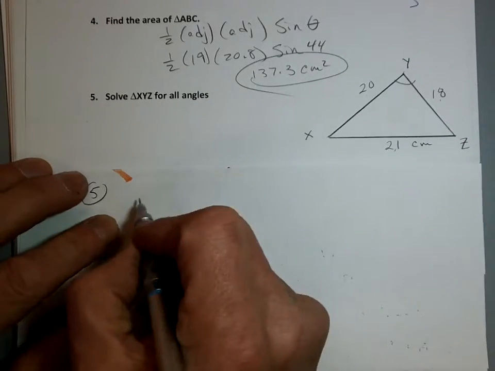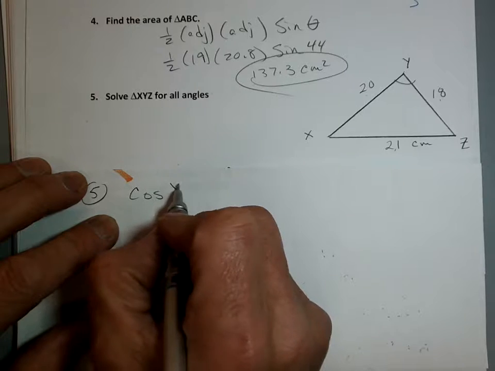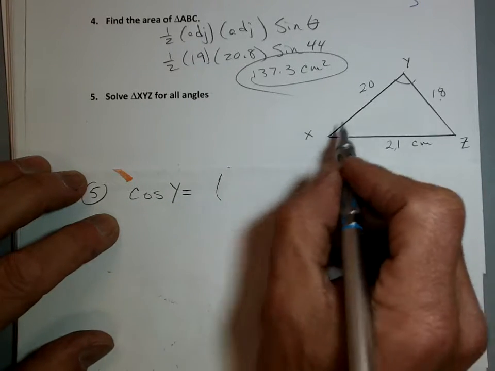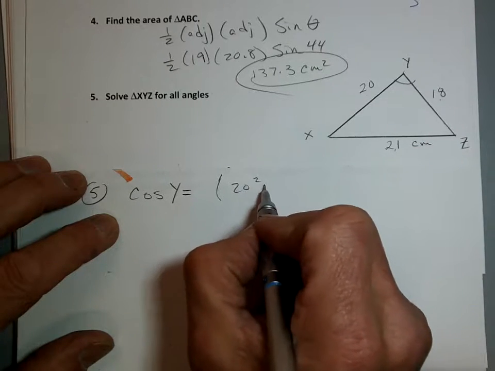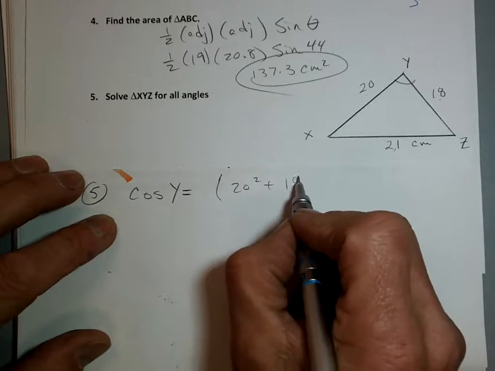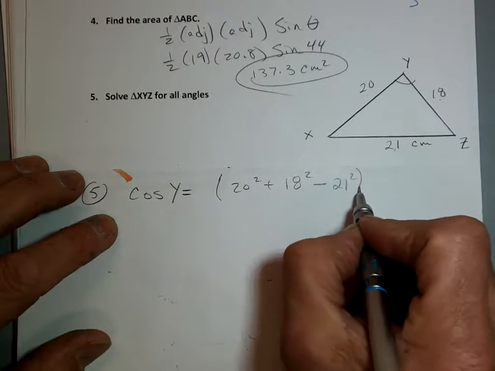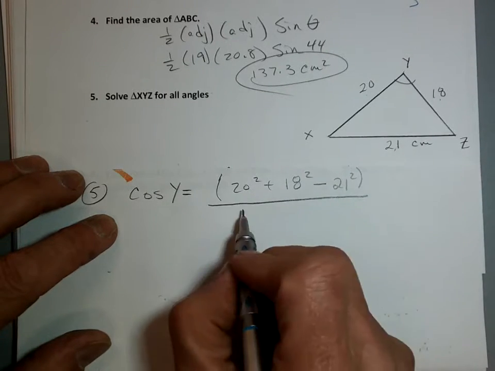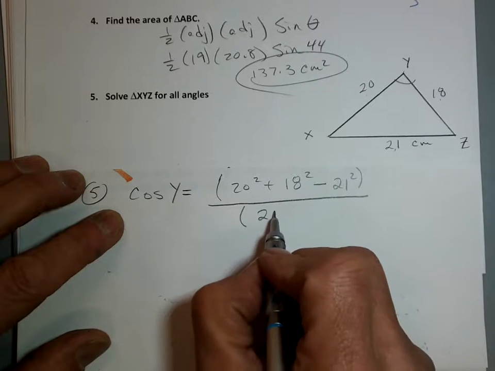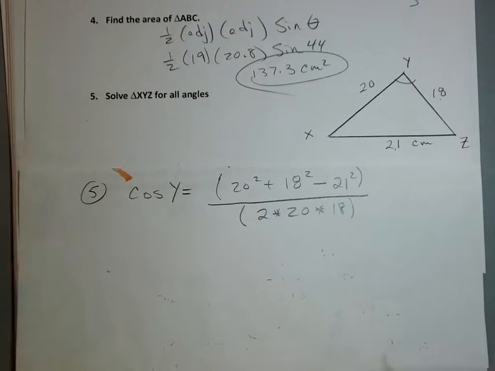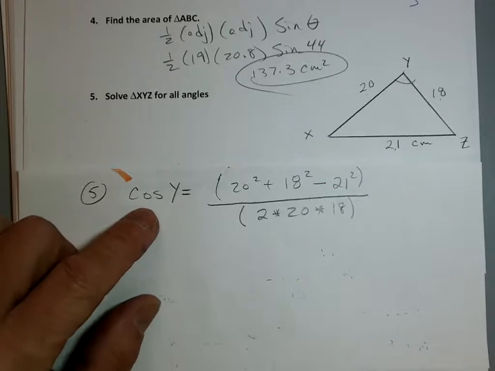So it sets up like this. Cosine of angle y equals parentheses 20 squared plus 18 squared minus 21 squared parentheses divided by parentheses 2 times 20 times 18. All right, I'm going to put that in my calculator and I'll get a decimal. Then I'll take the inverse of cosine to get that answer.